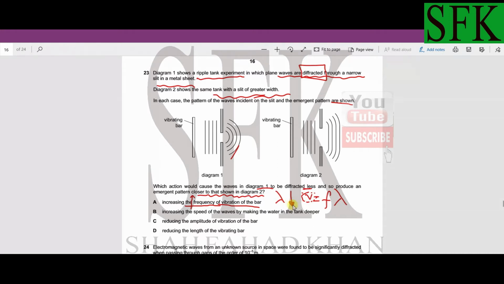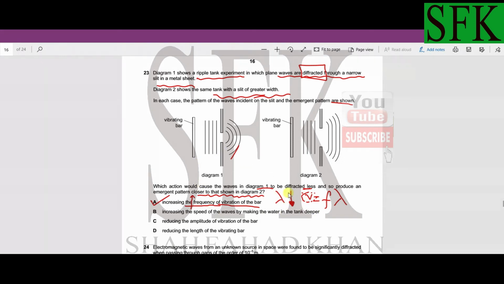If the wavelength is decreasing, what would happen? A decrease in wavelength would mean that this slit size has actually become greater than the wavelength of the wave that is approaching here. So this is again satisfying our condition. Therefore A is the correct option. Now let's look at B, increasing the speed of the waves.